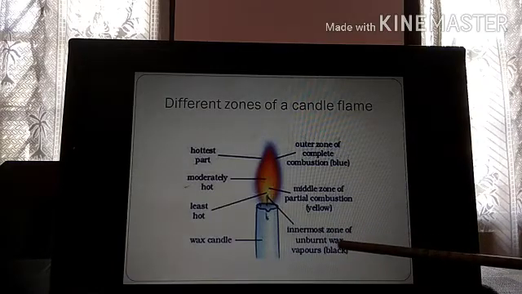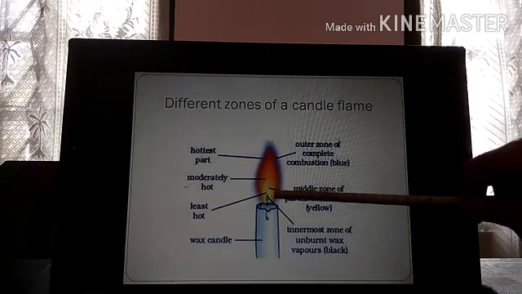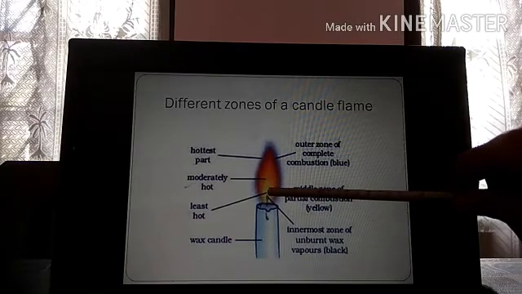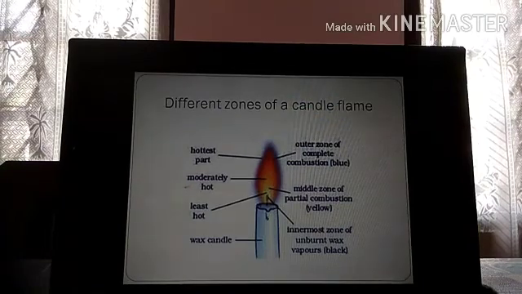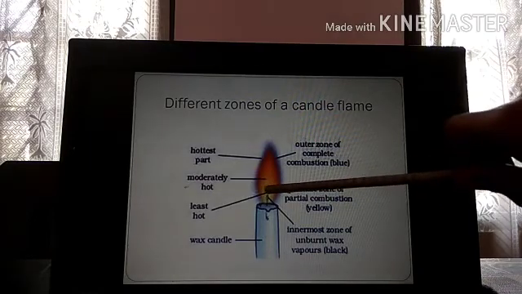The innermost zone has unburnt wax vapors. This is the innermost zone. Here the black color is not that visible, but this part will be dark blue or blackish in color. Here there will be unburnt wax vapors, something that will not burn at all. So in the innermost zone of the flame, the substances will not burn at all. That is why it is written here, unburnt wax vapors.